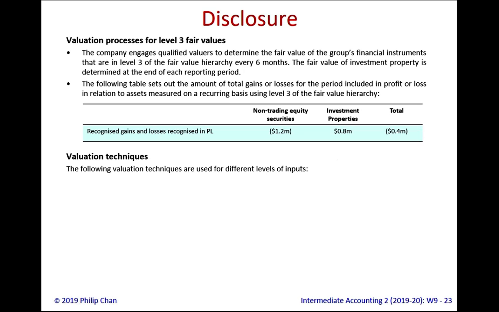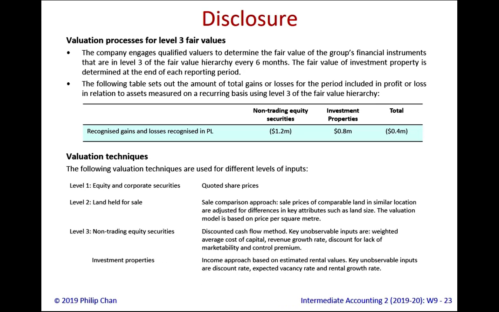Okay, the following valuation techniques are used for different levels of inputs, such as level 1 for the equity and corporate securities, you use quoted share price. For level 2 land held for sale, you would use the sales comparison approach, which means sales price of comparable land in similar locations, adjusted for differences in key attributes such as land size, and then the valuation model is based on price per square meter. And the other 2 are supposed to be measured based on level 3. So they would use the discounted cash flows method or present value approach.